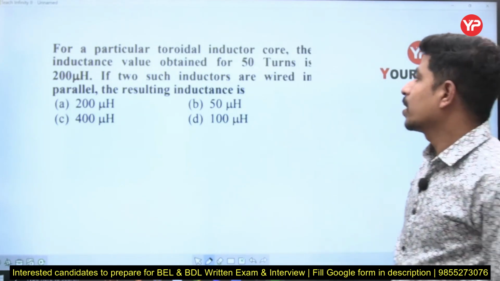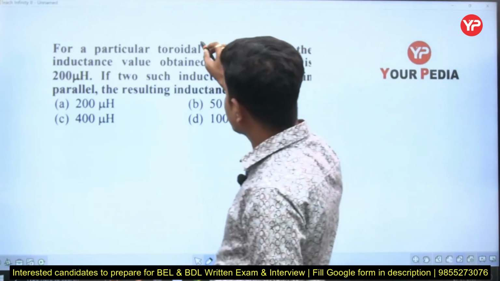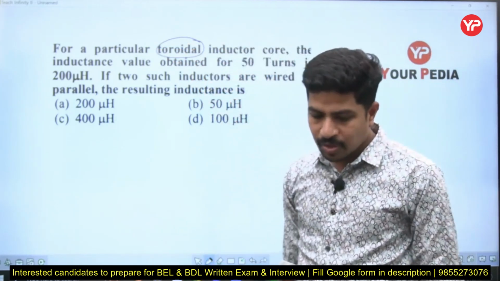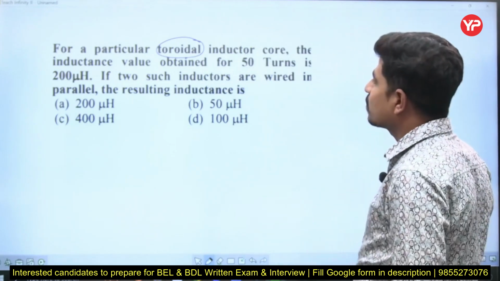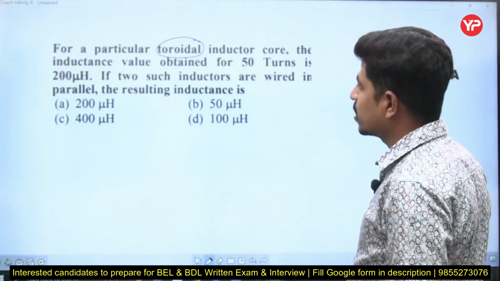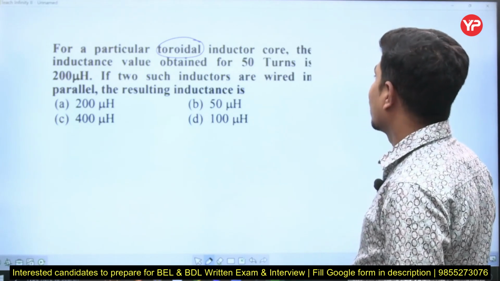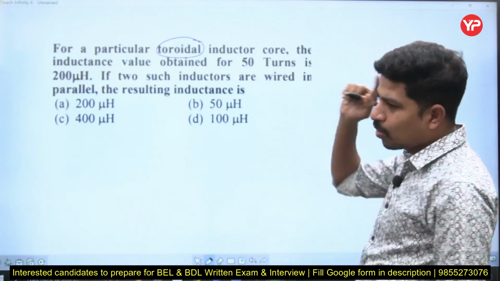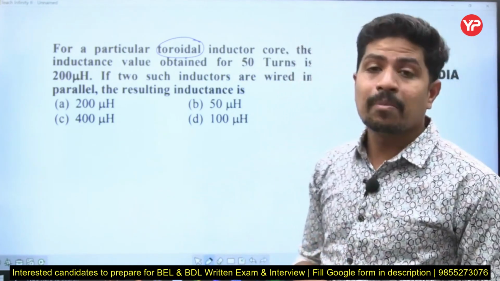Now, for a particular toroidal inductor core, don't worry if you don't know about this word toroidal, okay? Sometimes some new terms will scare us. For a toroidal inductor core, the inductance value obtained for 50 turns is 20 microhenry. If two such inductors are wired in parallel, then the resultant inductance is... The only thing that is important for us is that the inductors are connected in parallel.